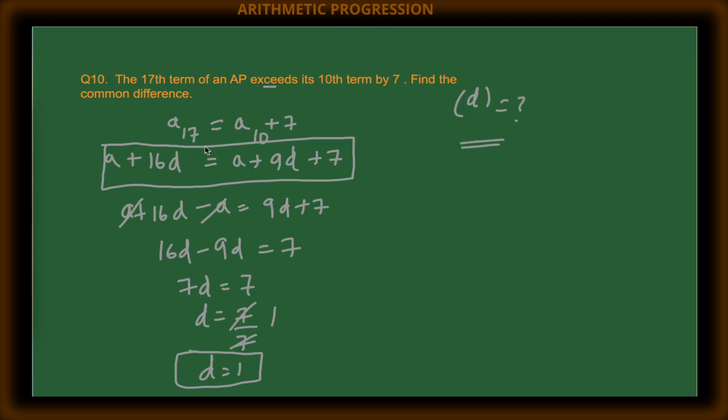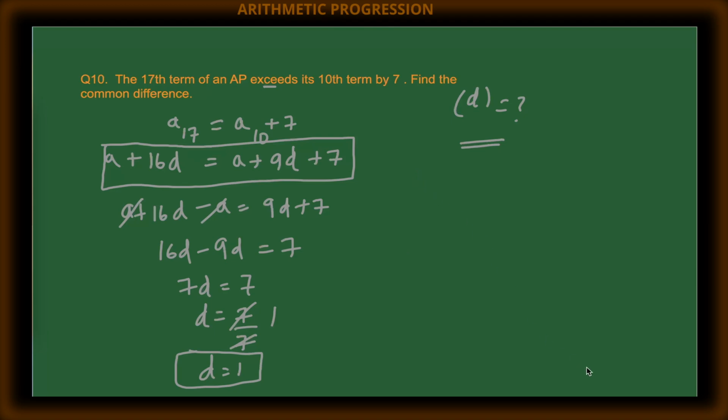Okay, so let me repeat here. First thing is forming an equation from the question. The 17th term, and it says that it exceeds its 10th term by 7. So this is how you need to represent it. Read the question multiple times if you are not clear. We need to derive the unknown here, which is the common difference D. With the general form of arithmetic progression, we can get this value. So by solving this, we will get the value of D which has been asked here. Okay, hope this is clear.